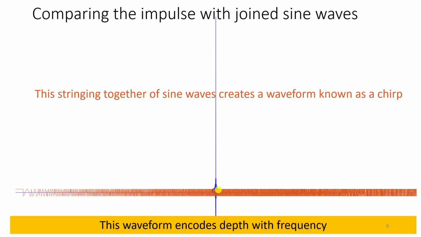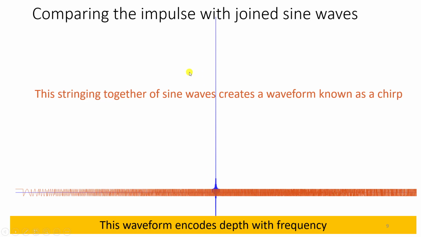Here we have all 51 sinusoids joined together end to end, and we can compare the relative amplitude with the impulse. From now on, we're going to refer to these joined sinusoid waves as a chirp. And we can see just how much lower in amplitude the joined waveform is compared to this impulse. But we've traded amplitude, a lower amplitude, for time. Now the lower amplitude waveform is much longer in time than the impulse. There's never really a free lunch.